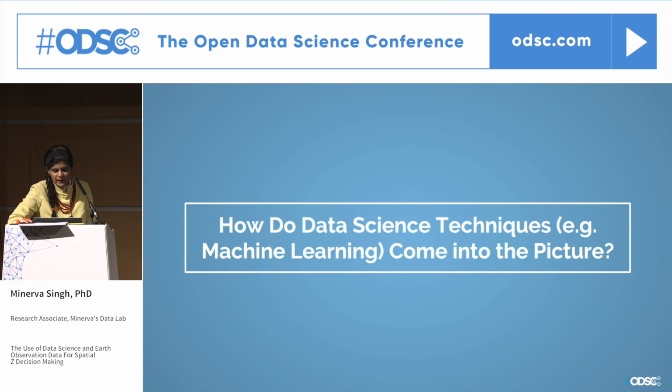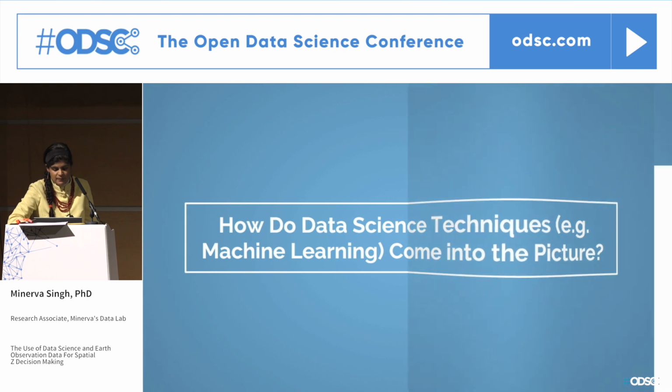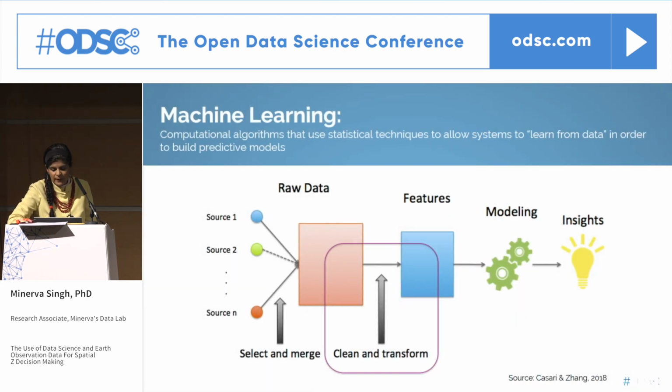So, how do data science techniques, things like machine learning, come into the picture? Just to briefly iterate what I mean by machine learning, or just to give you a definition, these are computational algorithms that use statistical techniques to allow systems to learn from data in order to build predictive models. So we typically have data from different sources, source 1, source 2, source n, which are cleaned and transformed into features or predictors, which are fed into a machine learning system in order to build predictive models.